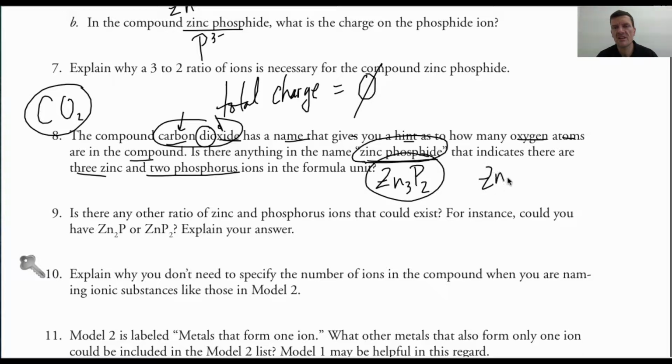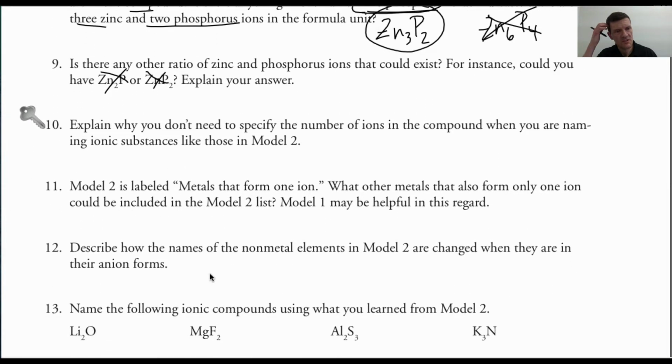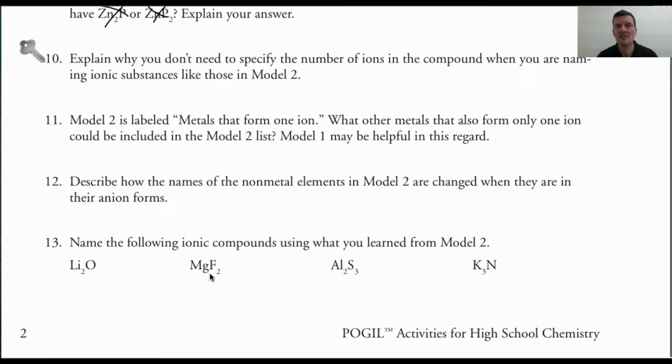Yes, you could write Zn6P4, but that's the same ratio as 3:2. Okay, we don't write larger ratios that are equal. We write the simplest ratio. So none of these will work because those will not give you a neutral compound. Number 10 says, explain why you don't need to specify the number of ions. You don't need to specify the number of ions because the charges determine the number of ions that combine.